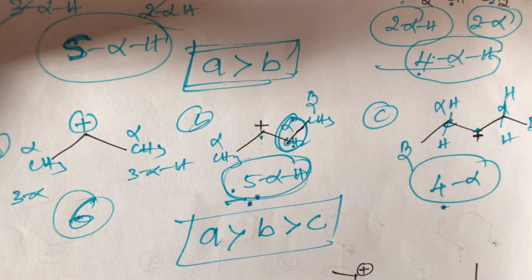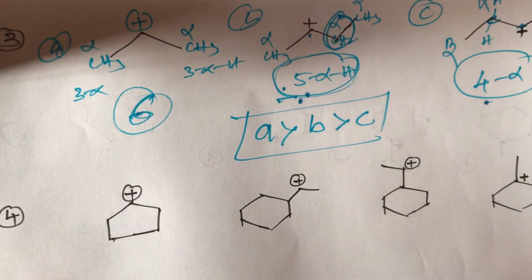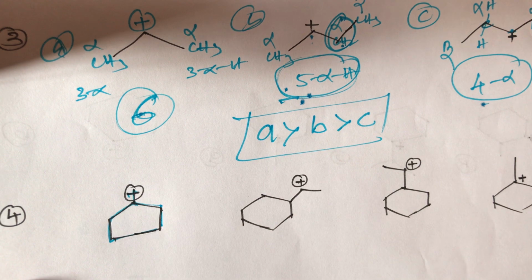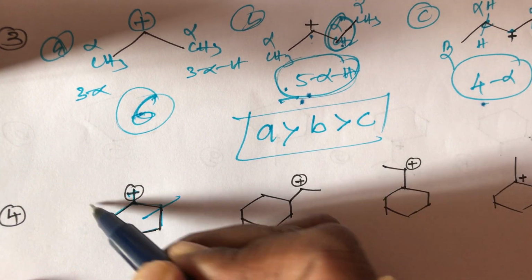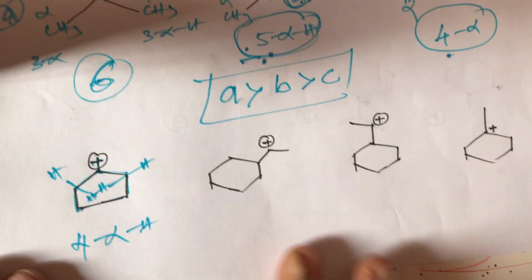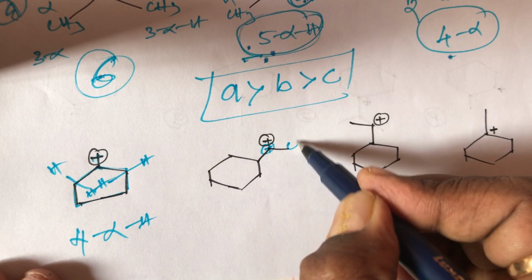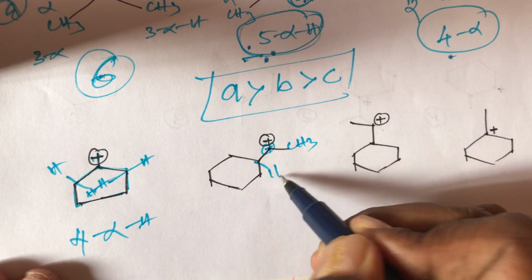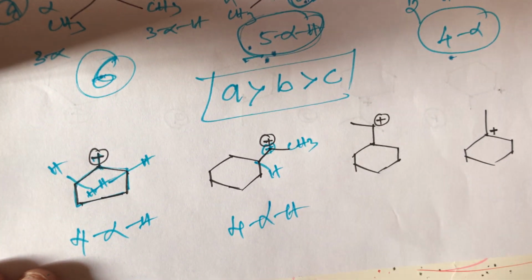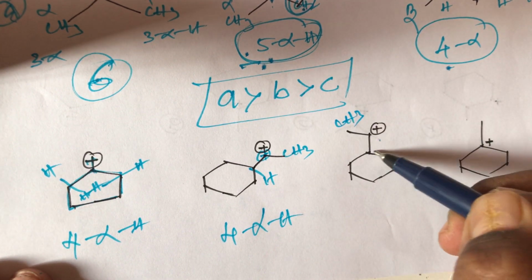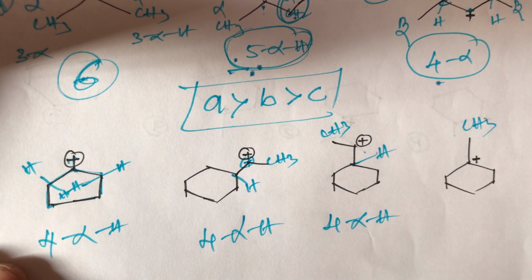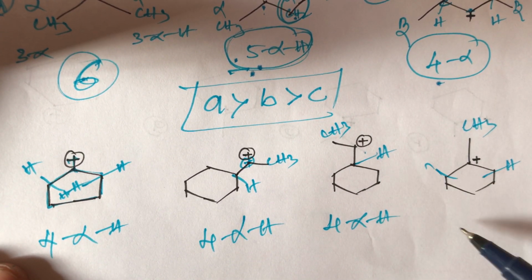So stability order is directly proportional to the number of alpha hydrogens. Now the last compound, take the cyclopentane carbocation. This carbocation has 2 alpha hydrogens, and the cyclic structure has 4 alpha hydrogens in total. This is a secondary carbocation with CH3, and here also 1 hydrogen, so also 4 alpha hydrogens. And for this one, CH3 and H, here also 4 alpha hydrogens. And for this one, CH3, CH2 and CH2, here 7 alpha hydrogens.